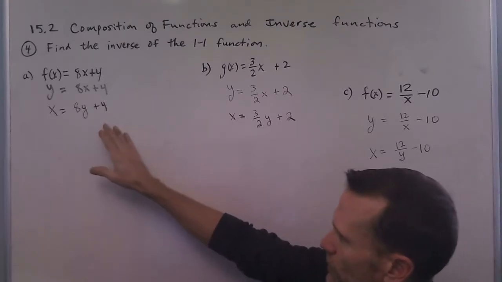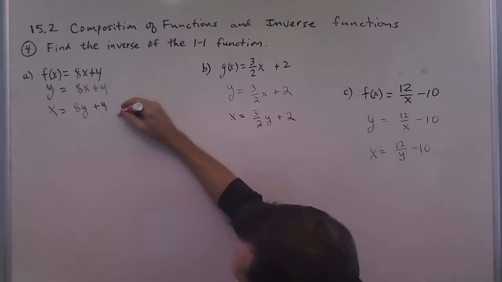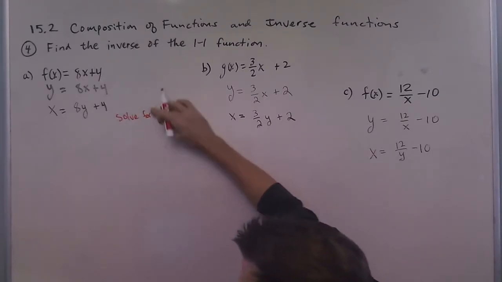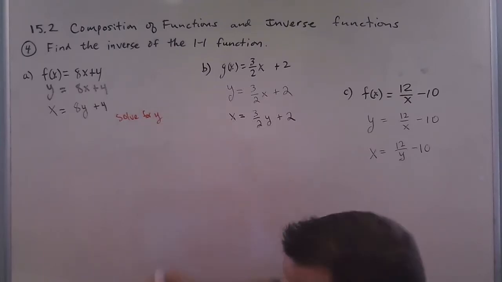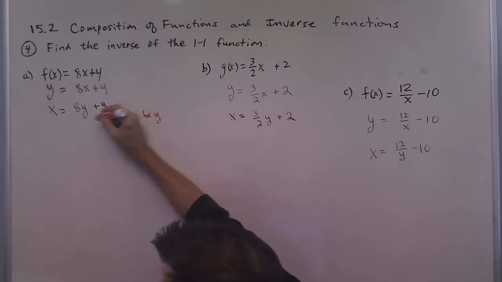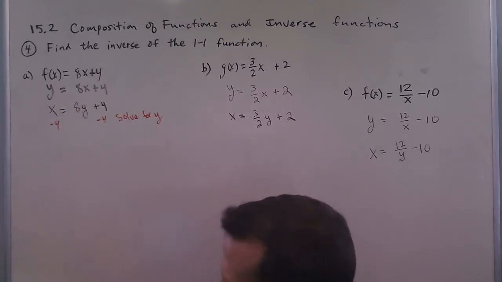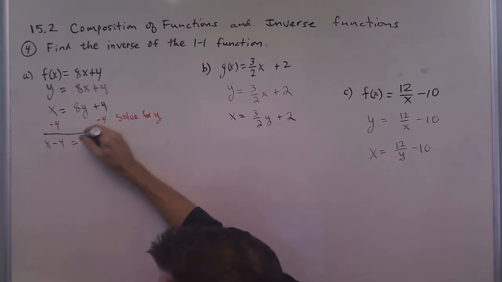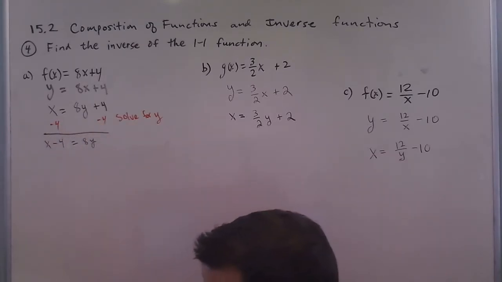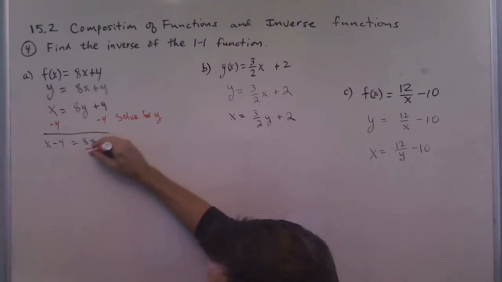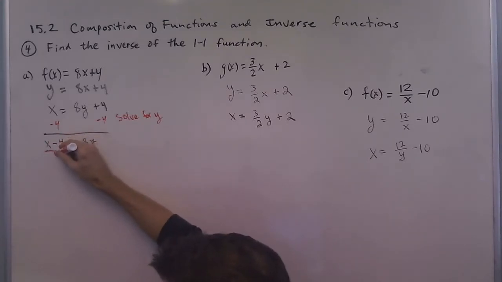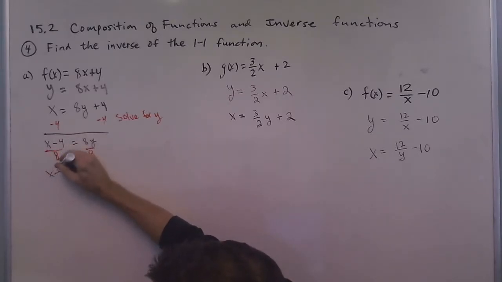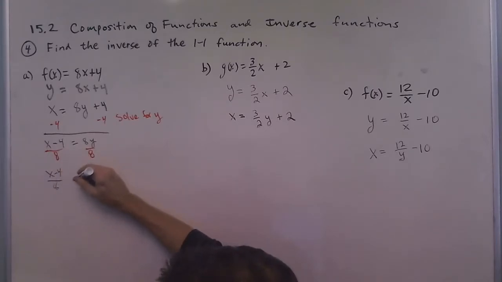So now I'm going to work on this one. I'm going to solve for y. Okay, so to solve this for y, I'll subtract 4, and get x minus 4 on this side equals 8y, divide by 8. So our normal solving steps here. And then what I get here is x minus 4 over 8 equals y.